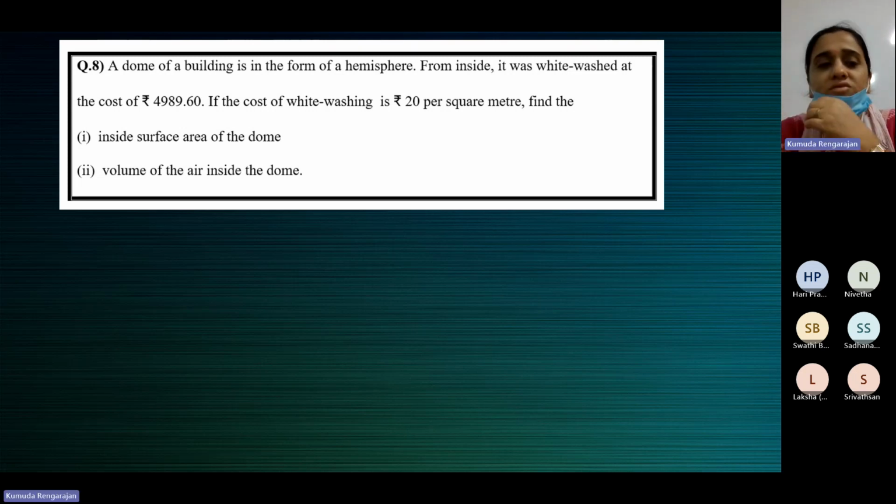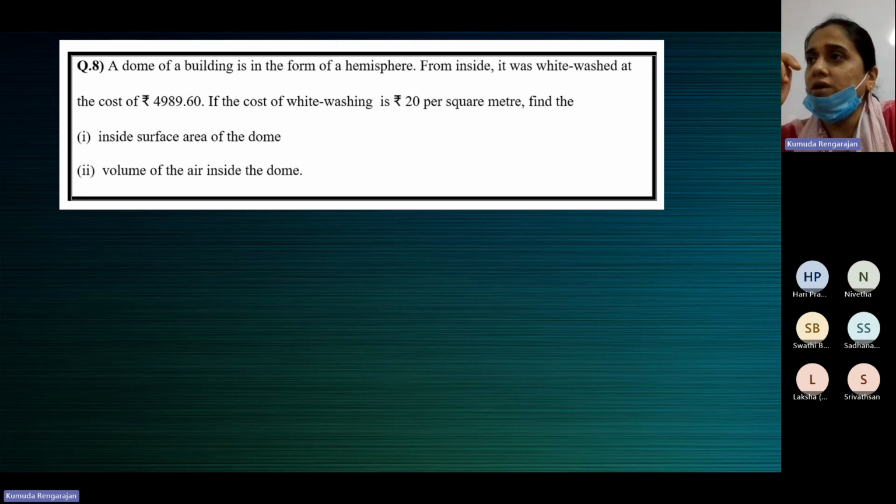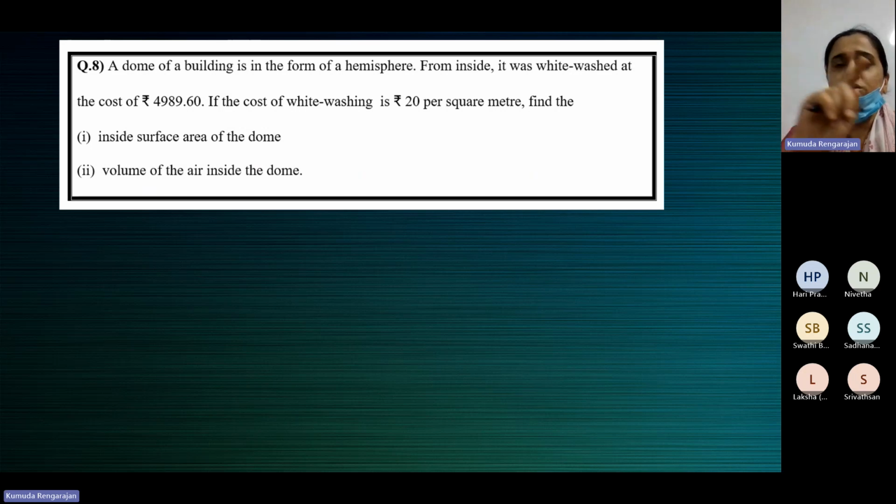So how do you find the cost of whitewashing? The dome is whitewashed, right? The dome is hemispherical. It's given there. And if it's a dome, you will only whitewash the curved surface area.